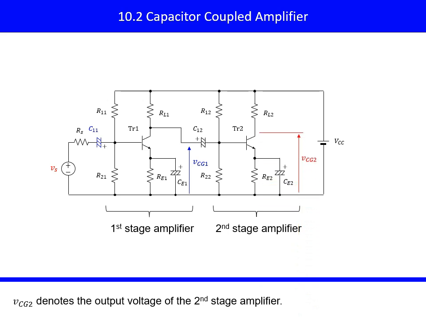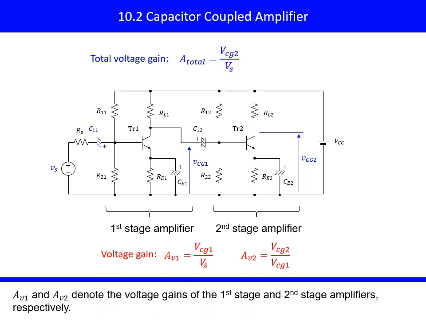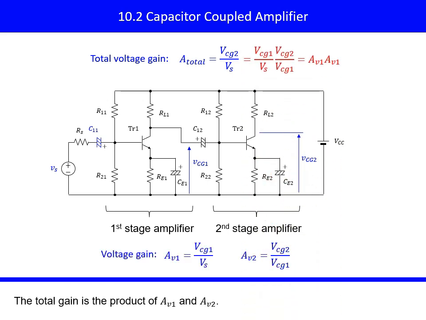VCG2 denotes the output voltage of the second stage amplifier. The total voltage gain of this 2-stage amplifier, A total, is defined as VCG2 over Vs, where VCG2 and Vs are the effective values of the AC components of VCG2 and Vs respectively. AV1 and AV2 denote the voltage gains of the first stage and second stage amplifiers respectively. The total gain is the product of AV1 and AV2.